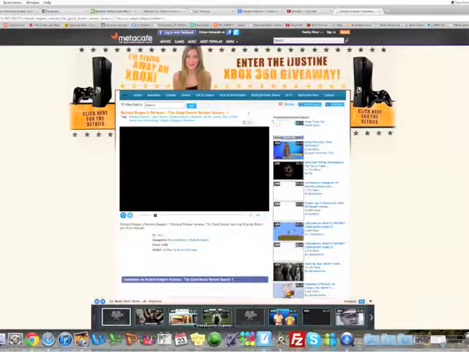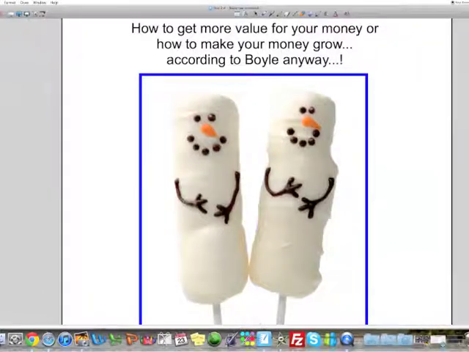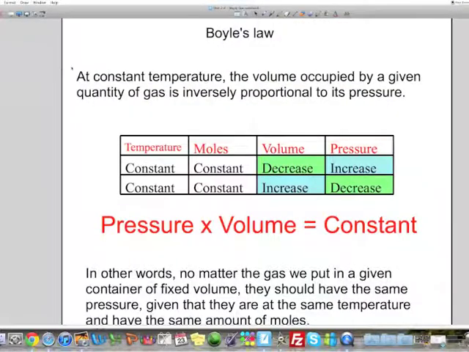The relationship between pressure and volume, you can see it's inversely proportional. So at constant temperature, we're not changing the temperature, we're not changing the amount of moles, we're just playing with the volume and the pressure. If we have constant temperature and constant moles, when the volume decreases, so the particles of air are taking less space, the pressure increases.